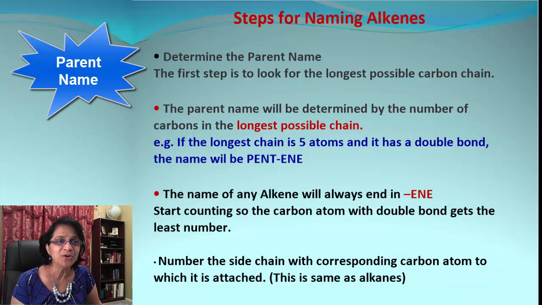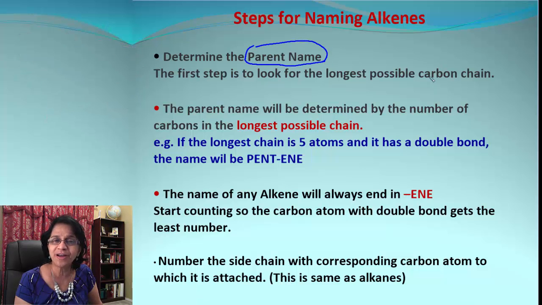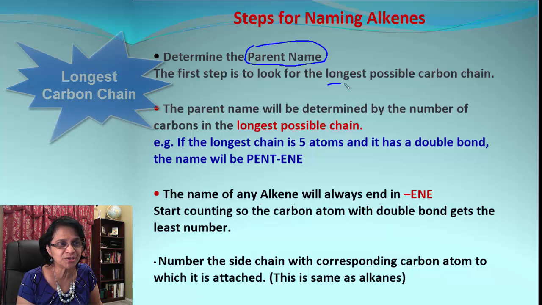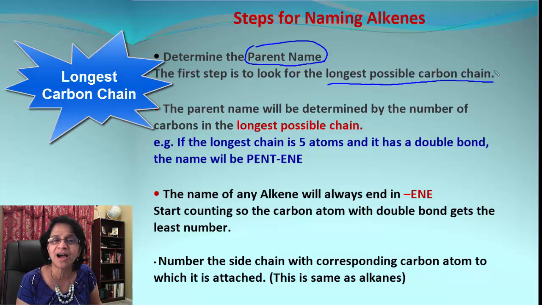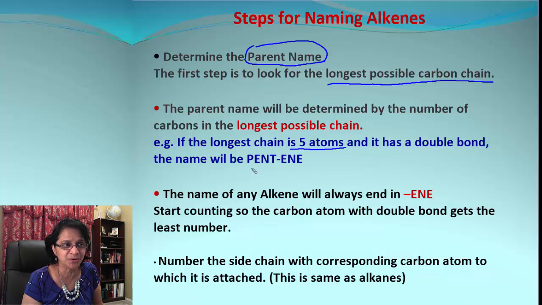Step number 1, we have to make sure that we know the parent name for that molecule. And how do we find out? That's simple. We just look for the longest possible carbon chain in a given molecule. So here's the deal. Once you find out the carbon atom number, we can find out the root name. Like for example, if we know that the longest chain has 5 carbon atoms and it has a double bond, the name will end with ene, of course, and it will be pentene.